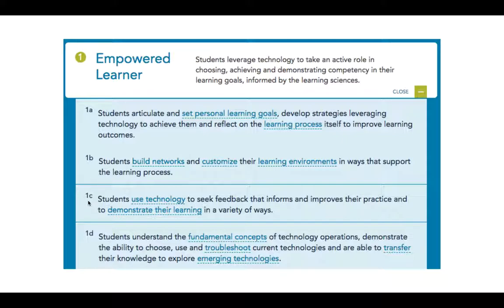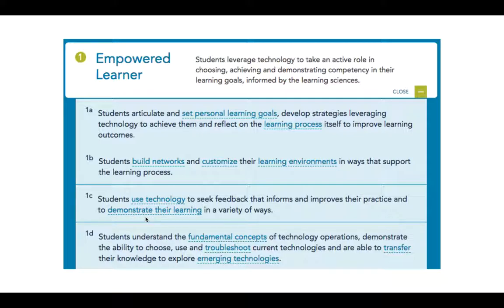So the third indicator says students use technology to seek feedback that informs and improves their practice to demonstrate their learning in a variety of ways. So there's so many different ways that teachers can provide feedback for students, and technology just gives us so much more ways to give feedback. It makes giving feedback a lot easier and simpler. So technology in ways for giving feedback, also using technology to demonstrate their learning.